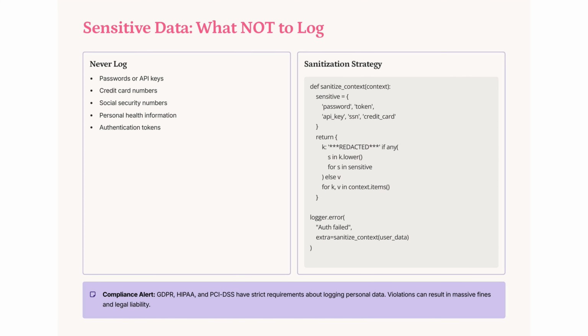Sensitive data like passwords, API keys, and personal identifiers must never be logged. Use sanitization strategies to redact such information, ensuring compliance with regulations like General Data Protection Regulation, Health Insurance Portability and Accountability Act, and Payment Card Industry Data Security Standard. Violations can lead to severe penalties. Implement functions like Sanitize Context to automatically mask sensitive data in logs, safeguarding user privacy and maintaining legal compliance.